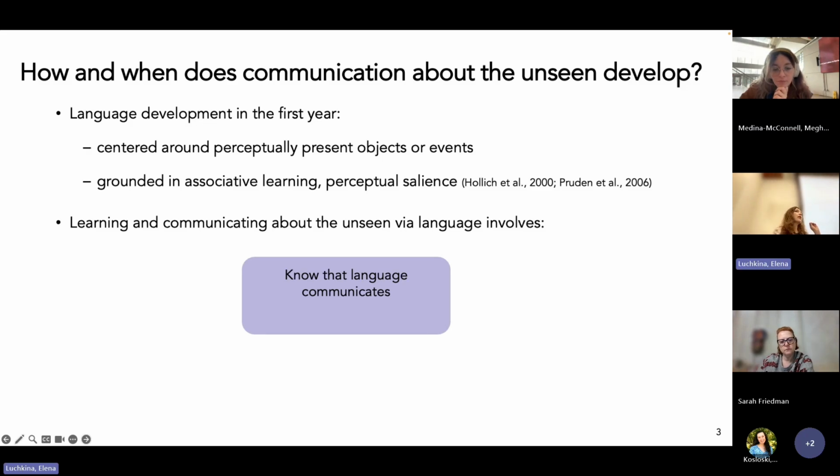And so I'm going to talk today about two components that I think are key. They are not the only two components, but these are the components that I think are the most important building blocks of our ability to talk about things that are not perceptually present or perceptually don't exist, like abstract ideas. And the first thing is knowing that language communicates in the first place.